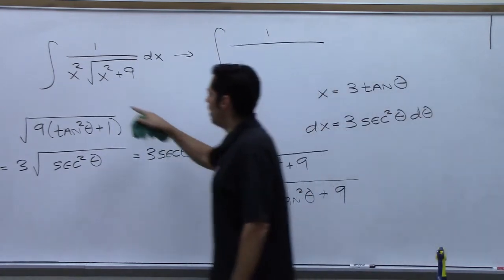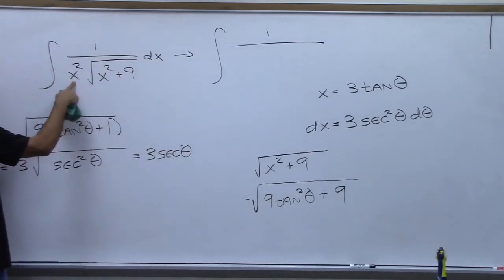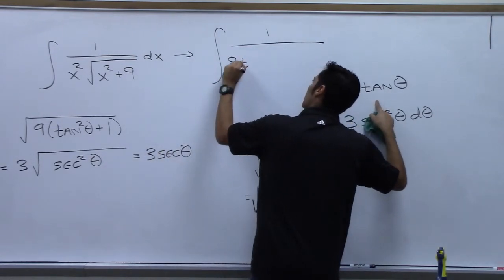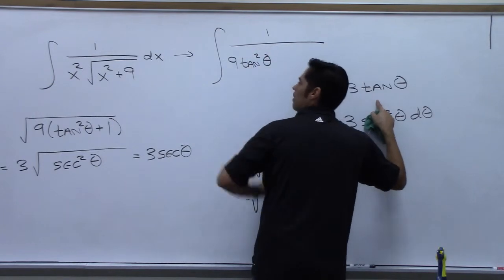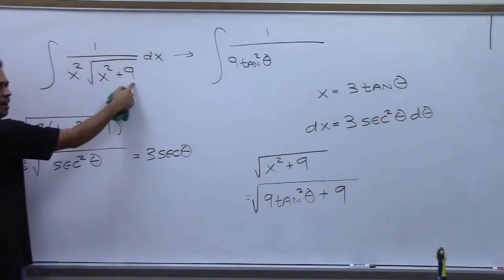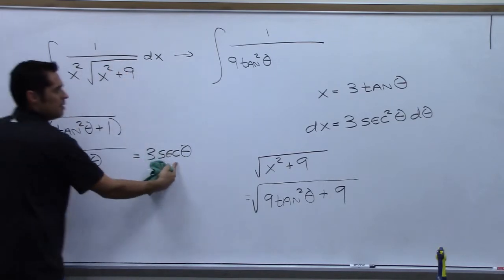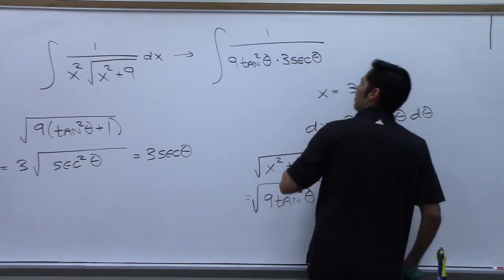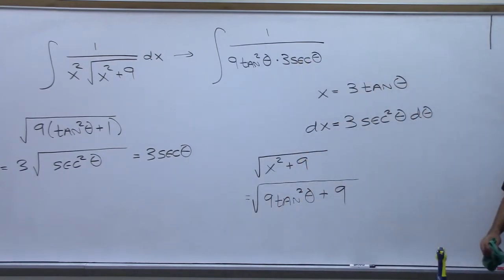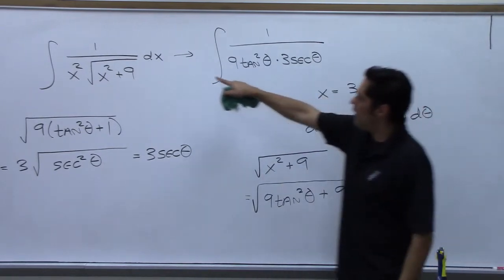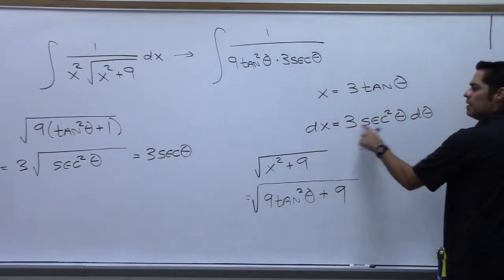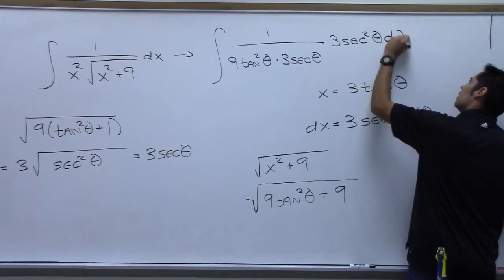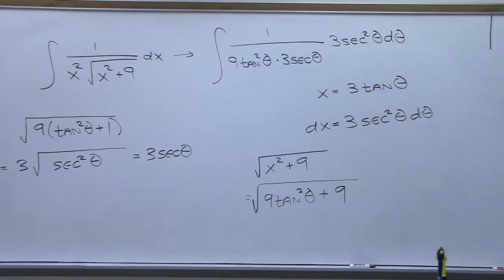We have x squared down here, bottom corner. X squared, here's x, right? Square that. 9 tan squared theta, okay. The square root of x squared plus 9. 3 secant theta. Am I done? What else? Dx, right? Replace dx with 3 secant squared theta d theta. You all see my replacements? Okay.